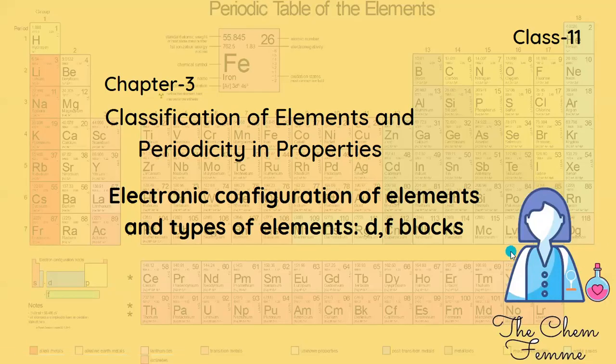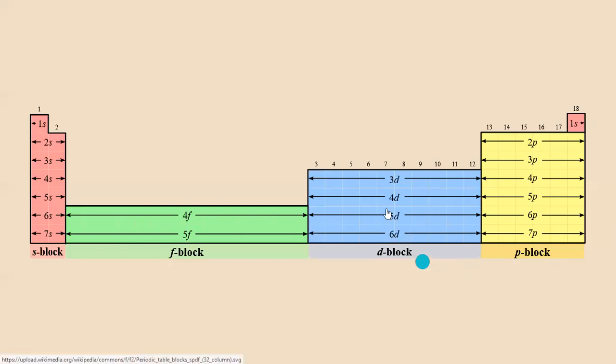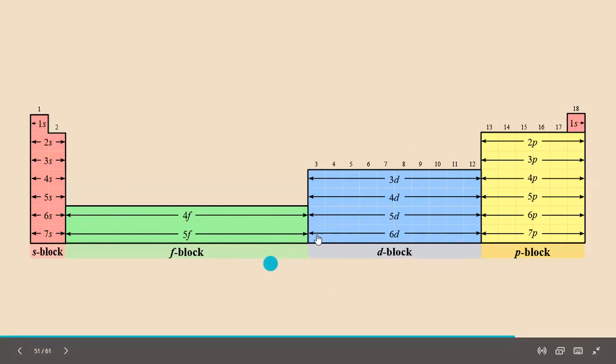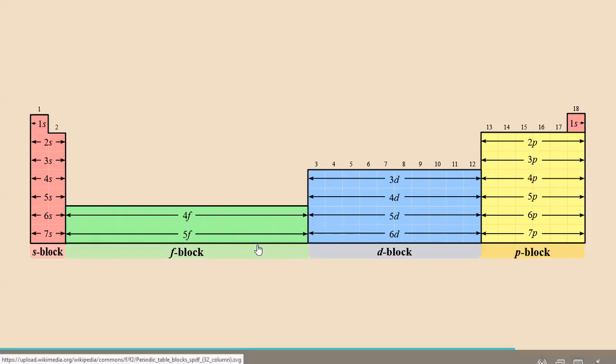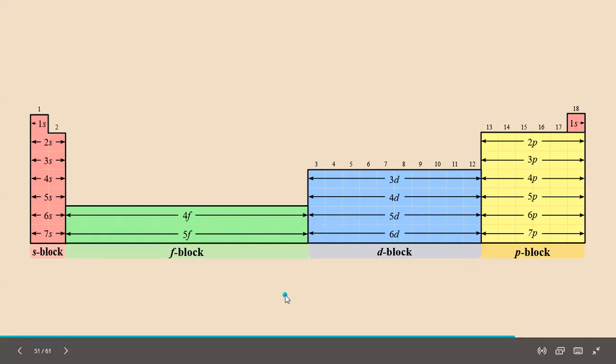In the previous video, we had learned about the electronic configuration of elements and types of elements of s and p orbital, p blocks. In this video, we will be talking about the d and the f blocks. So the d block is present in between s and p block, and f block is technically supposed to be placed in between, but it's placed down to avoid confusion.